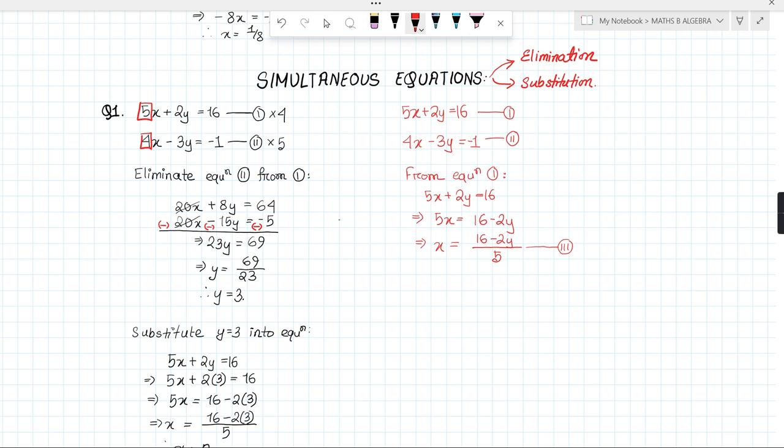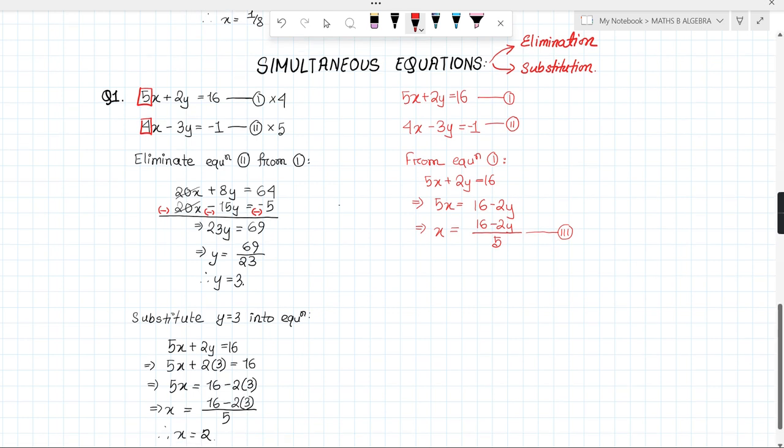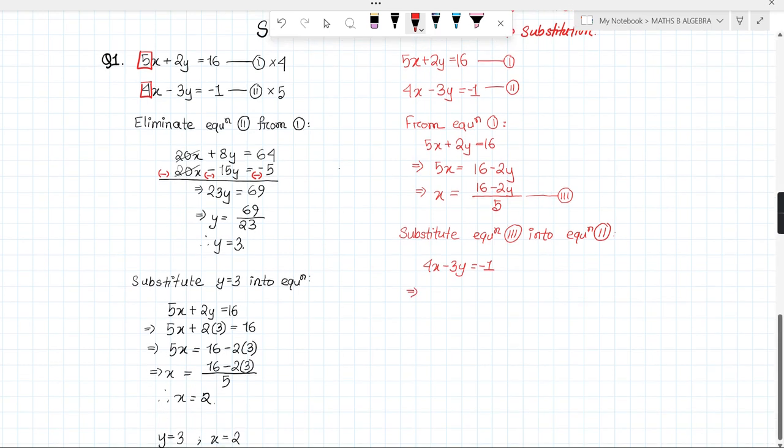For substitution, what we do is use the third equation and input it in the second equation to get the value for y. So we are going to substitute equation 3 into equation 2. Equation 2 was 4x minus 3y equals minus 1, and equation 3 was actually giving me a value for x, right? Because x is equal to 16 minus 2y over 5. So equation 3 was nothing but a value for x in terms of y.